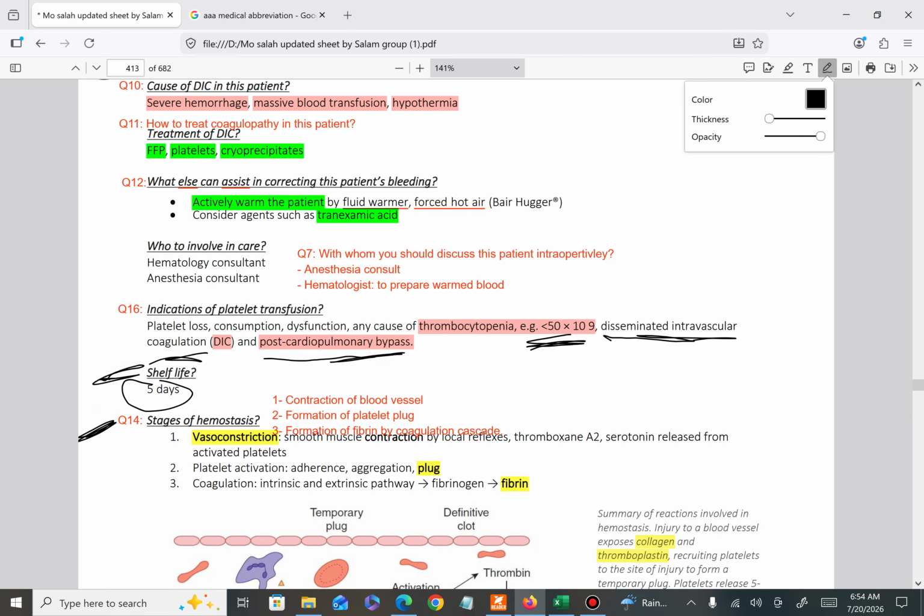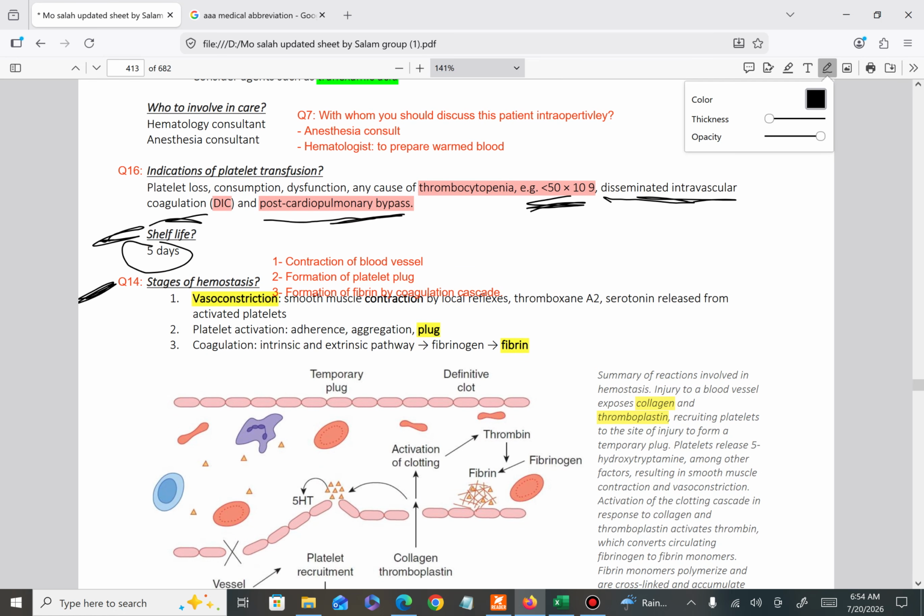Then question 14 is stages of hemostasis. In hemostasis, first there is vasoconstriction, smooth muscle contraction by local reflexes, thromboxane A2, and serotonin release from the activated platelets, which cause the vasoconstriction. Then there is platelet activation and formation of the platelet plug, which is a temporary plug. Then the definitive plug is formed by the intrinsic and extrinsic pathway, which is the fibrin plug.